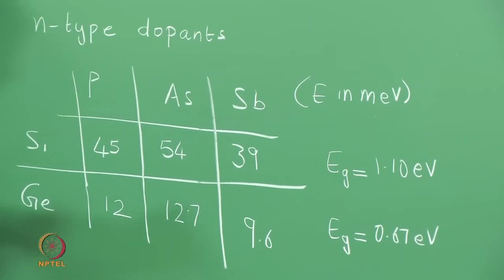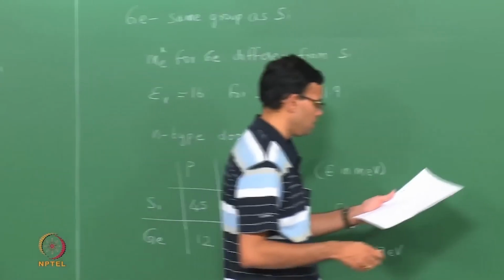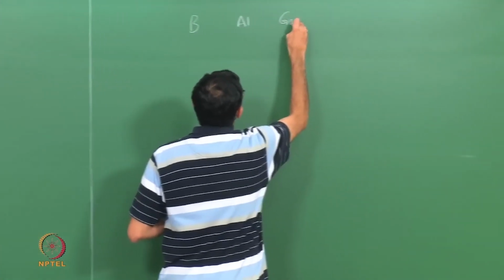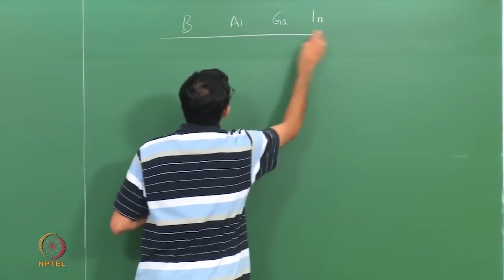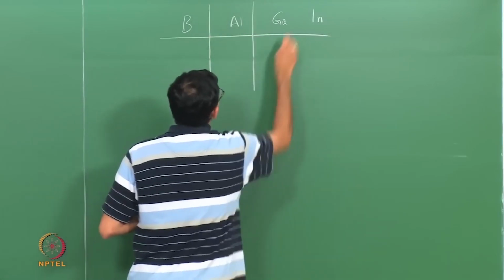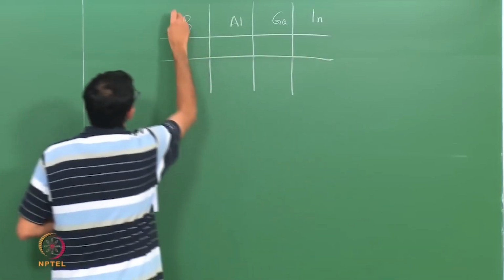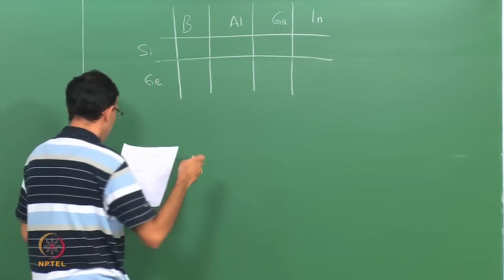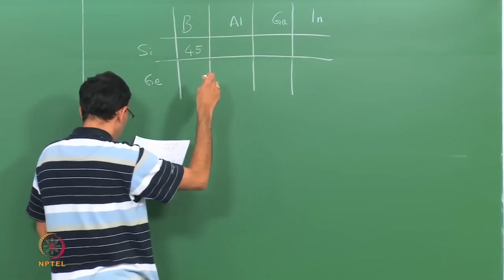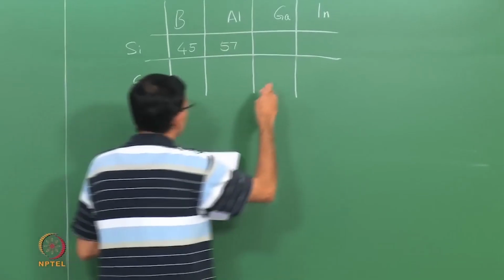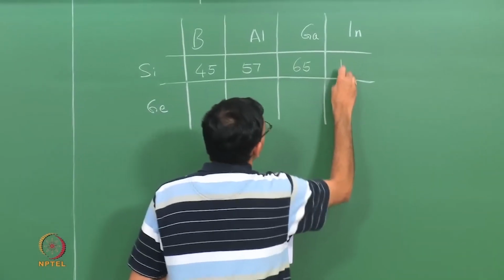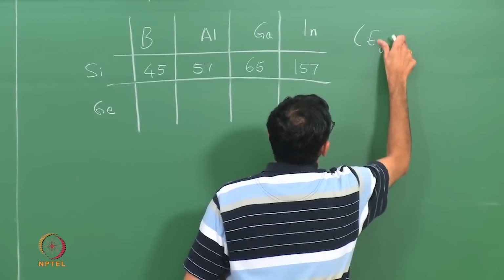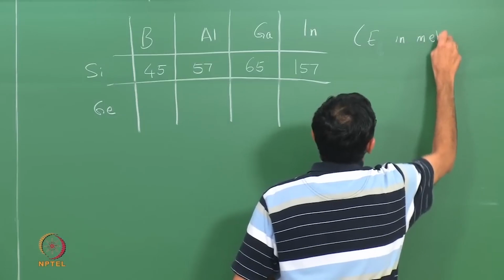You can do the same thing with p type impurities or p type dopants. Boron, aluminum, gallium and indium. So, once again let me write silicon and germanium. 45, 57, 65, 157. Again we are writing energy in milli electron volts.